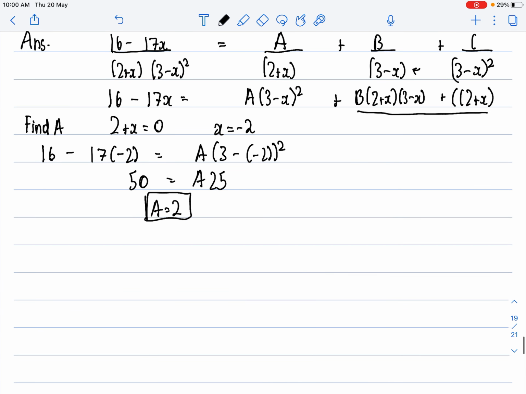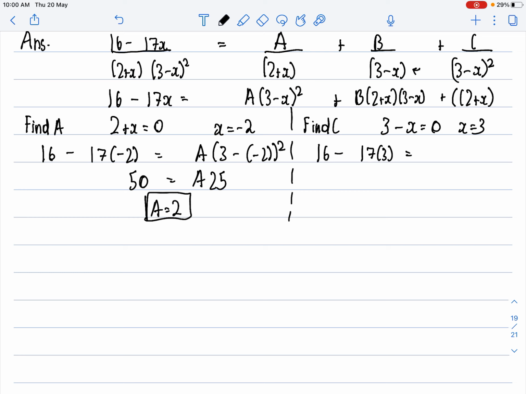Got it? Simple. Now what I need to do is, I want to find C. For finding C, you need to agree that this full part needs to be 0. Correct? So what's common? 3 minus x is common. So I can simply equate 3 minus x to 0 to get my x as 3. So now I can write this as 16 minus 17 into 3 equals C into 2 plus 3, which is 5. Correct? So 16 minus 17 into 3 gives me minus 35 equals C into 5, which gives me my C as minus 7.